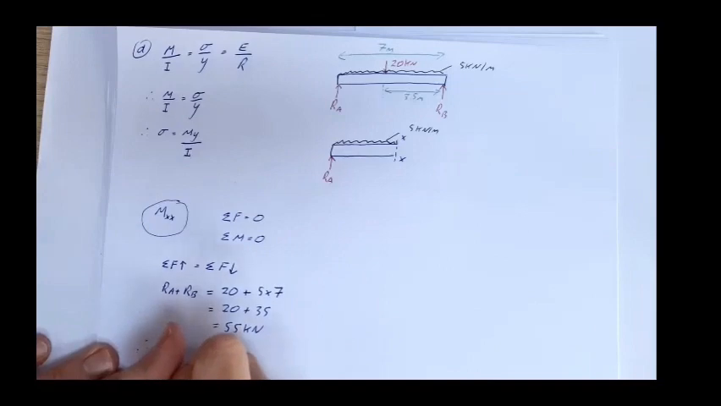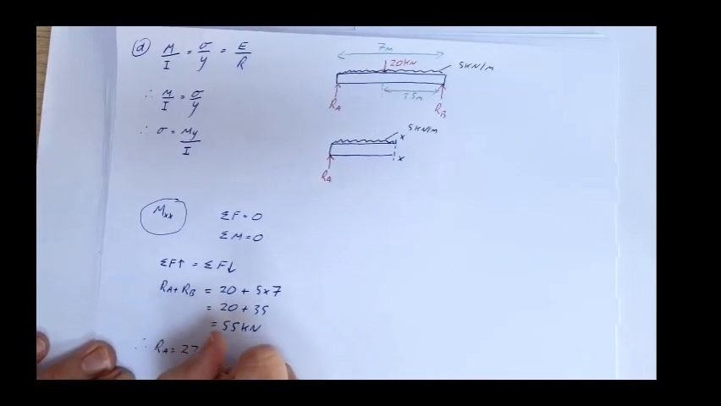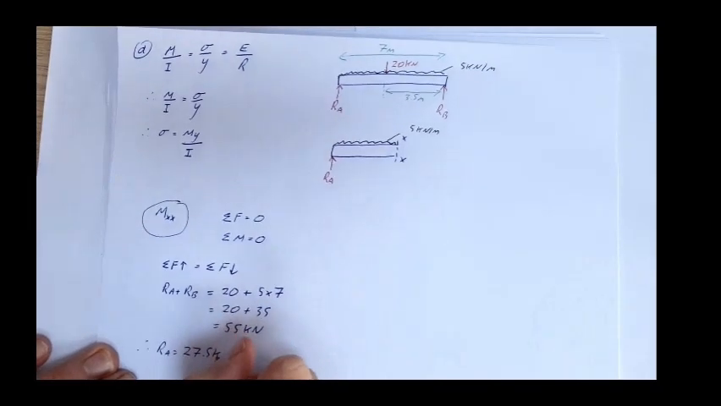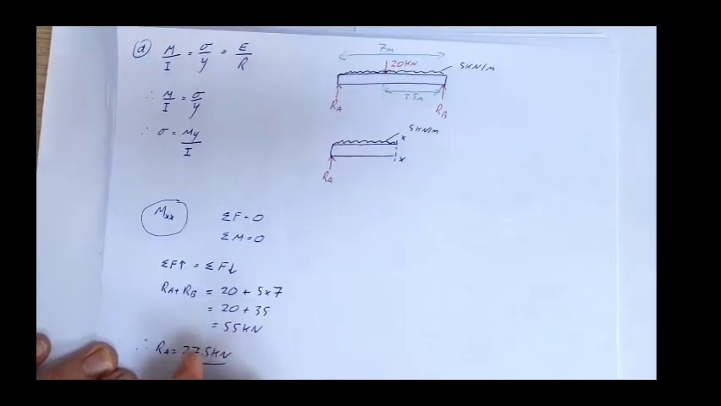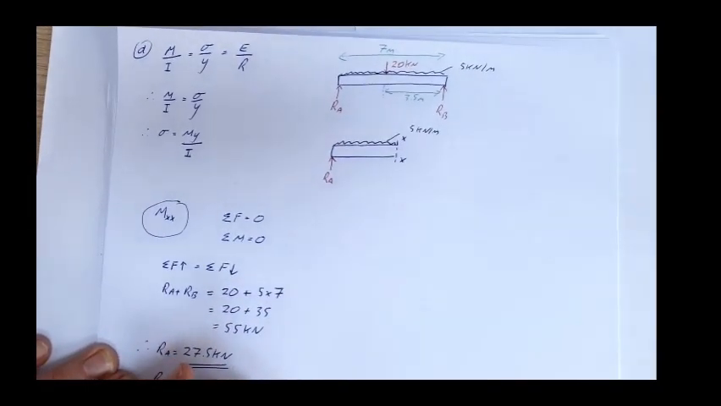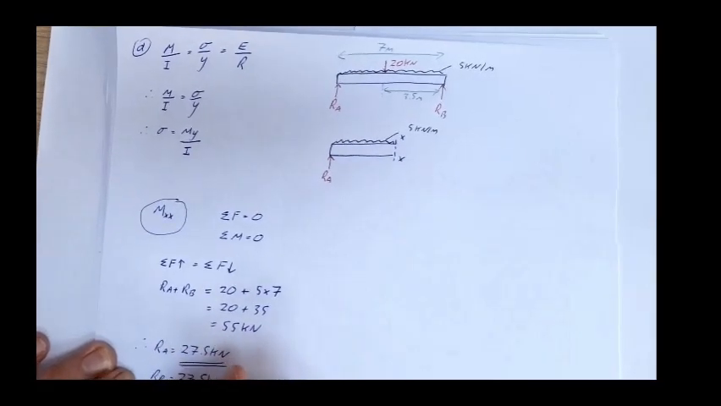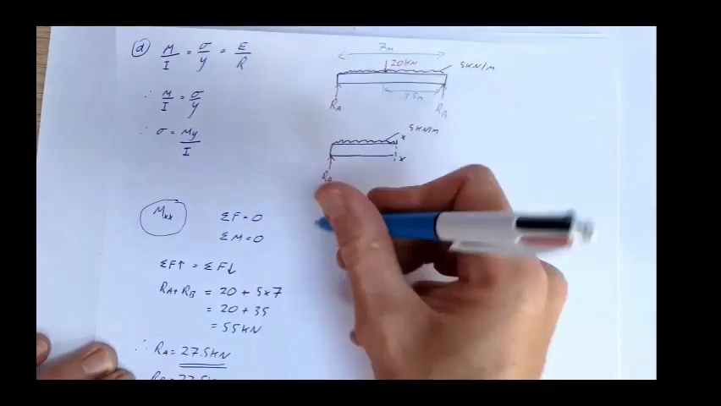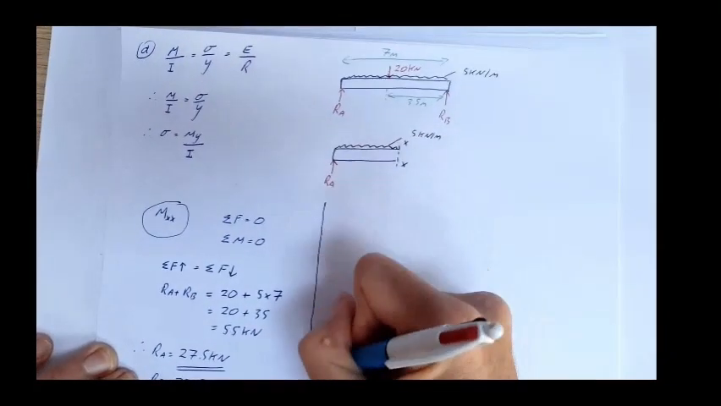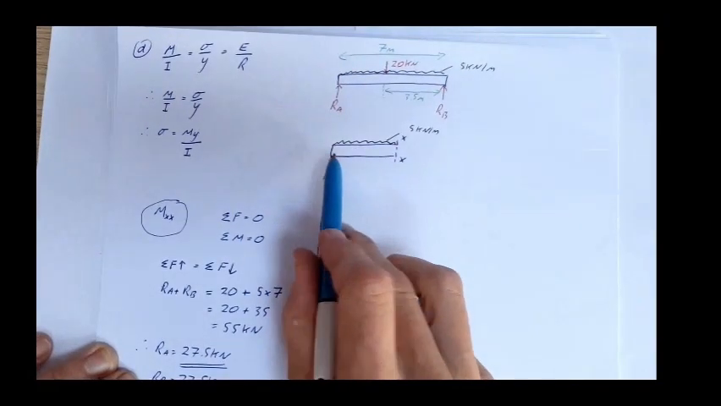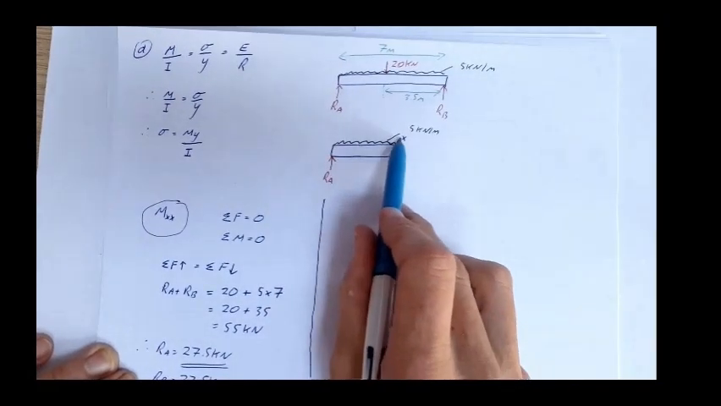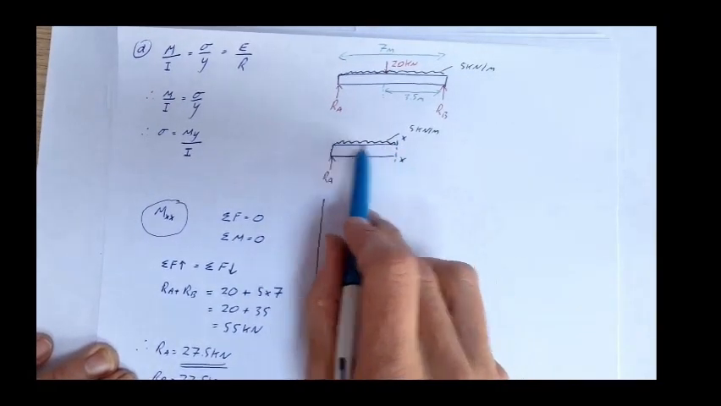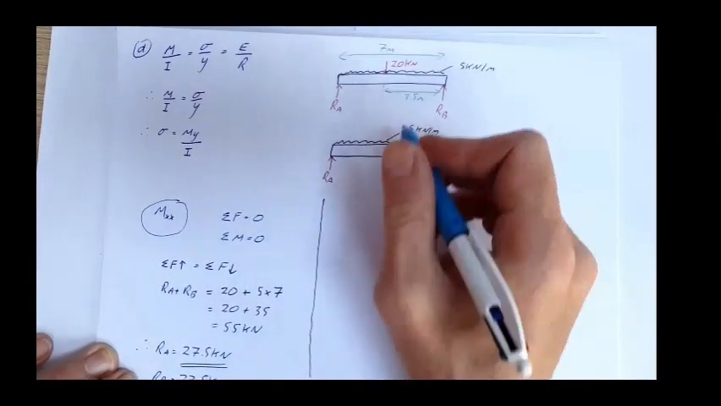So therefore, RA equals 27.5 kilonewtons, and actually RB would be the same, 27.5 kilonewtons. So let's now consider my moment. Okay, so we're going to start here. We're going to go to position XX. We're going to look left. We're going to write down my moments.